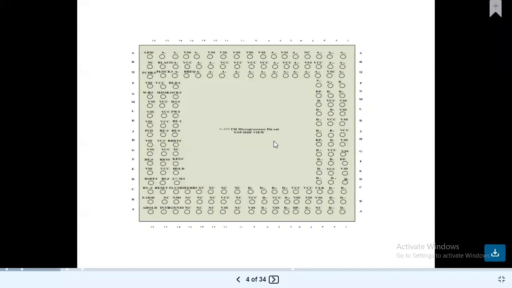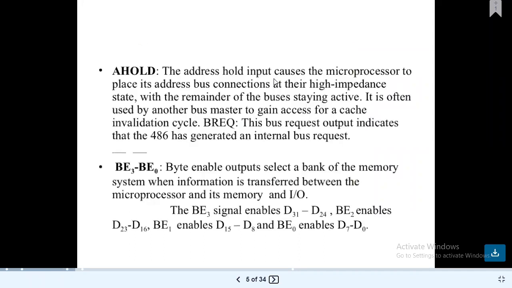So this is the one pin configuration, where different kinds of pins are added here: VCC, VSS, address lines, data lines. Just it's not needed for you. So next is hold acknowledgement, HOLDA or AHOLD. That one is the address hold input, which causes the microprocessor to place its address bus connections at their high impedance state, with the remainder of the buses staying active.